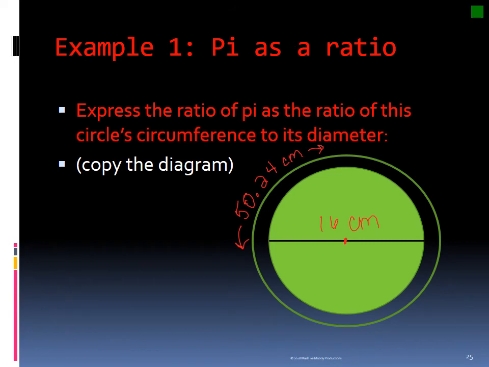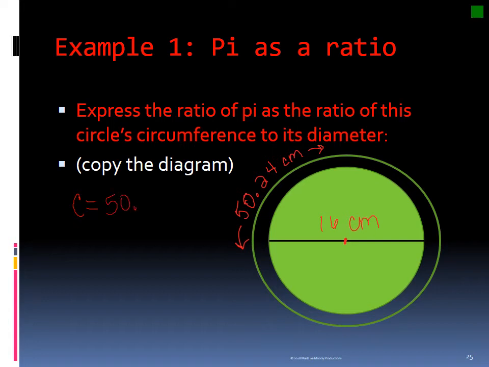Let's do an example of representing this very special ratio of pi. Here we want to express the ratio of pi as the ratio of this circle's circumference to its diameter. You want to make sure you copy this circle diagram. First I want to list the information I have. I know my circumference, and we're going to use C for circumference. That, by the way, is a very standard notation. If you are in math and you see C, 99% of the time it will be for circumference.